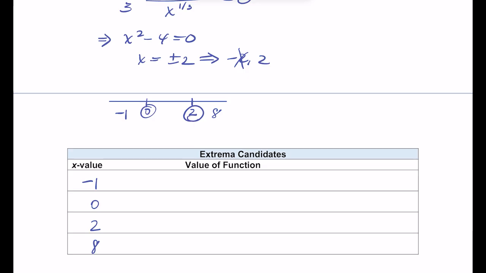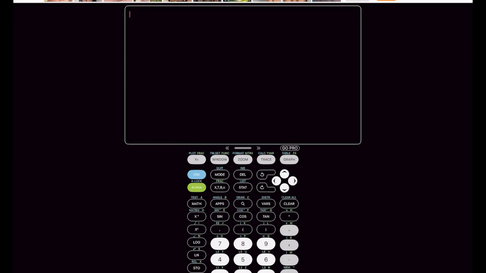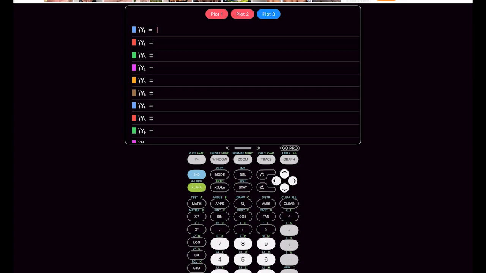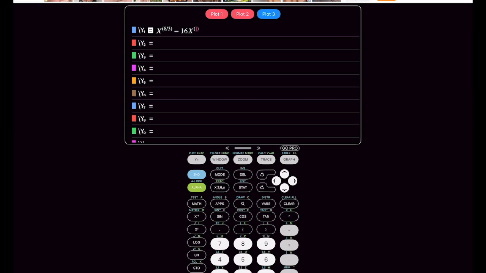And we're going to take these values and plug them into our original function, right? So into f. If I was to go to my calculator, hopefully no ads will come up. Go into y equals, clear out what's in there, and let's plug in our function. So it was x to the 8/3 and then minus 16x to the 2/3. Okay, make sure you hit enter.